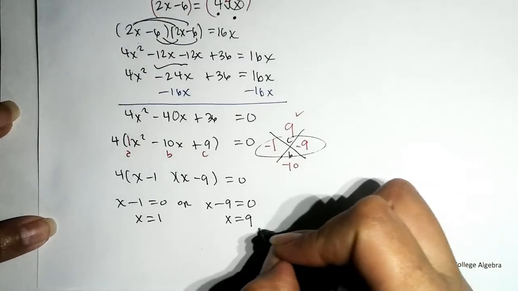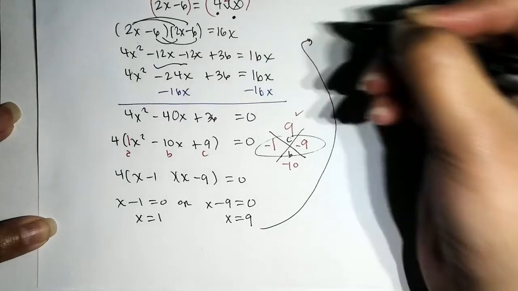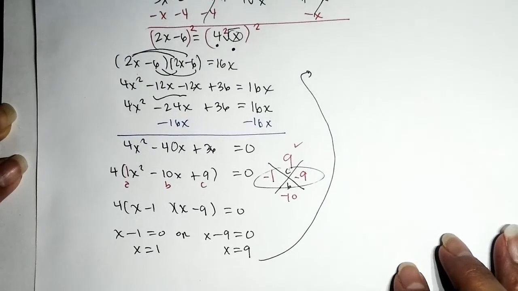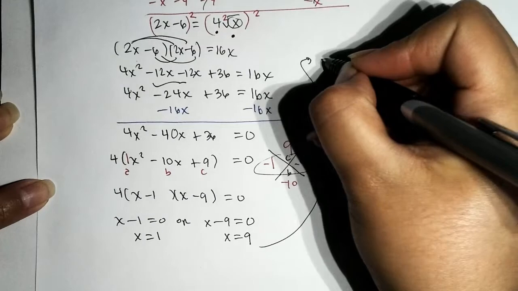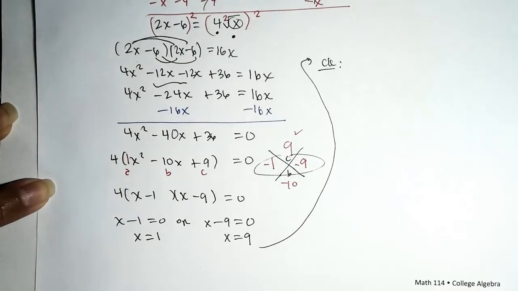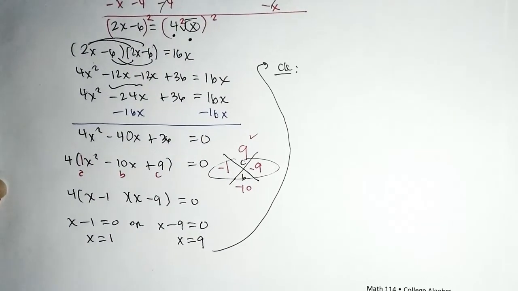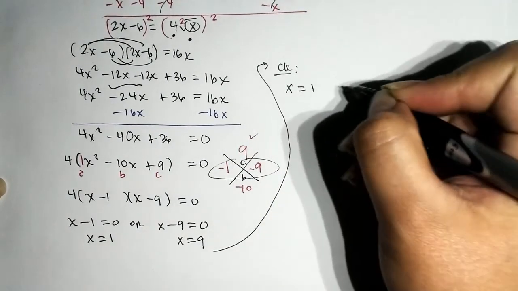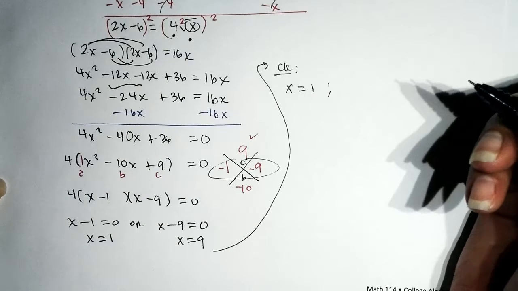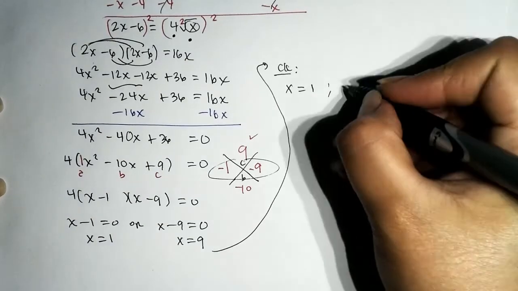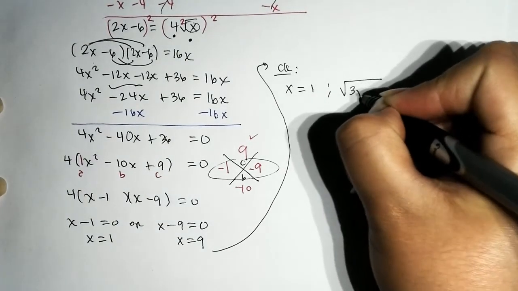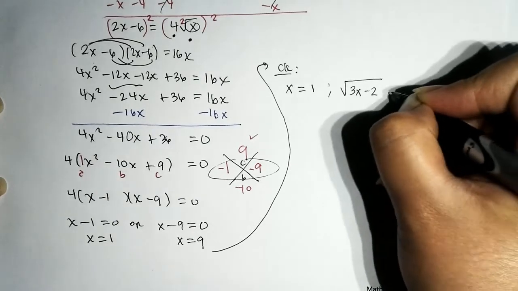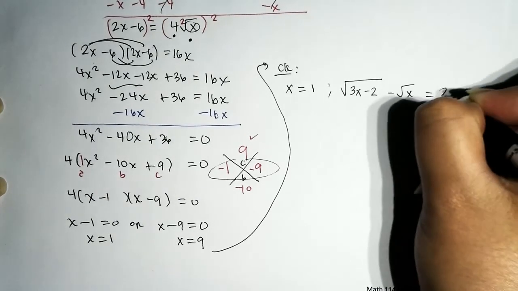So let's go ahead and check it. Should we check it by hand? You know what, we could, but let's go ahead and use our calculator. So I'm going to put CK for check. The first solution is 1. Let me go ahead and write down the original equation. So we have square root of 3x minus 2 minus square root of x equals 2.